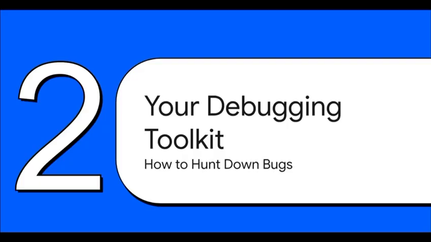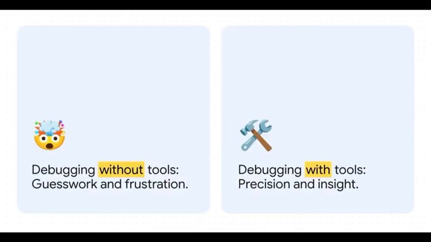Okay, so we know why seg faults happen, but what do you do when one pops up? Staring at your code and hoping for the best is not a strategy. We need tools. Let's talk about your debugging toolkit. I mean, this slide really says it all, doesn't it? On the left, we've got the path we've all been down, just guessing, getting frustrated, and wasting hours. On the right, we have precision, we have insight. The difference between these two worlds is simply using the right tools for the job.